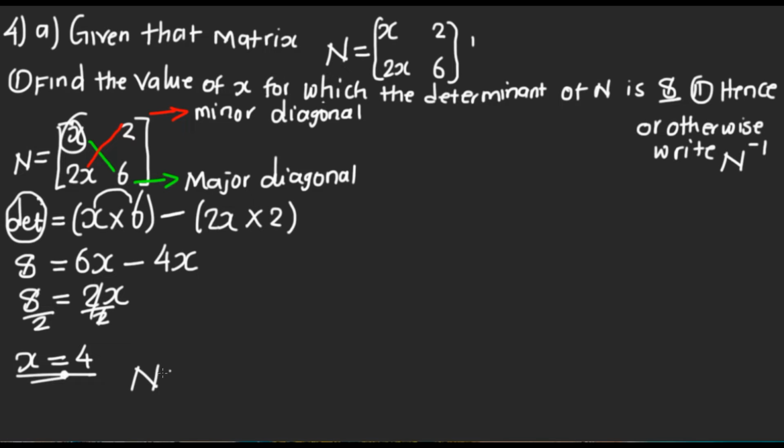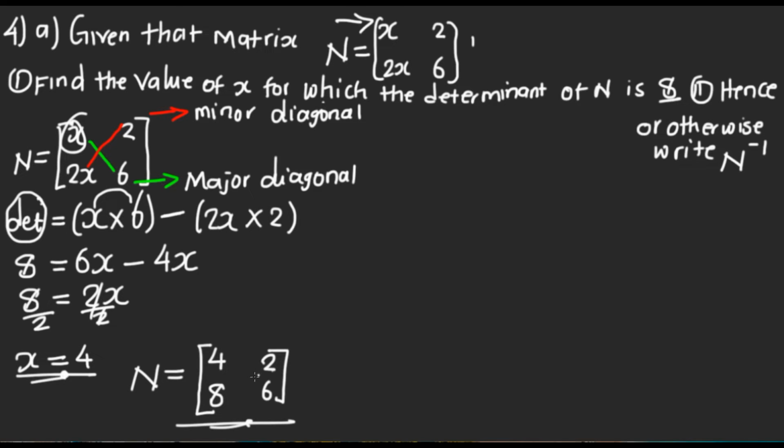So our original matrix will be like this. Where there is x here, we are going to substitute with 4. So I'm going to put 4. Then here, since it's 2x, it means 2 times the x, which is 4. 2 times 4 is 8. Then for the other numbers, we have 2 and 6. So this is our original matrix.